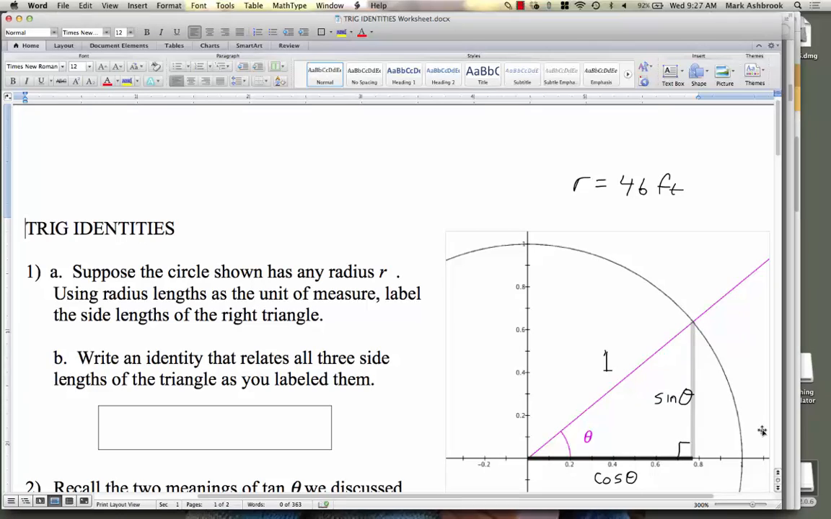So here's our first identity. What relationship brings together the 3 sides of the triangle? It's a right triangle. I know these guys know. What will it be? Maria. So she's using the Pythagorean theorem. So this side squared plus this side squared equals 1 squared.